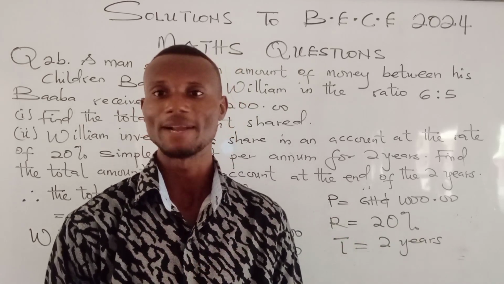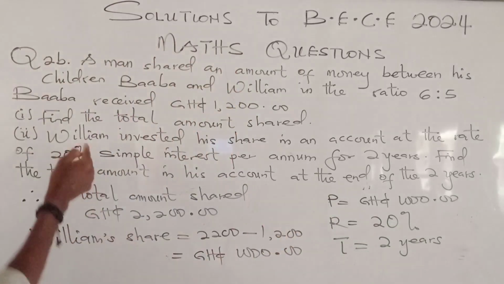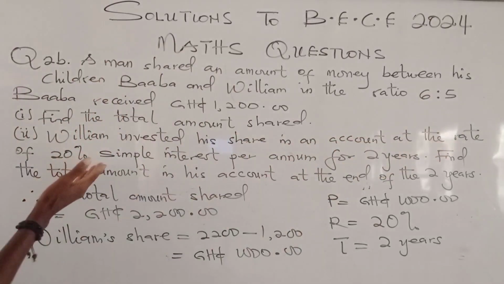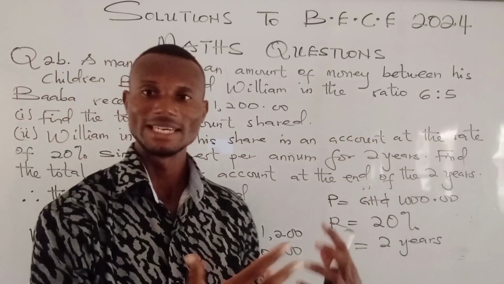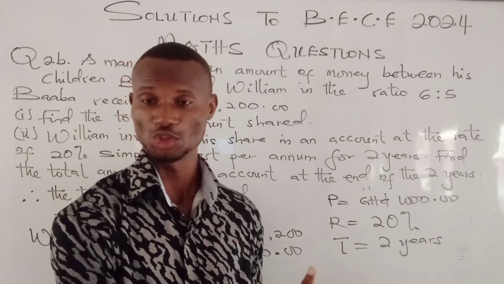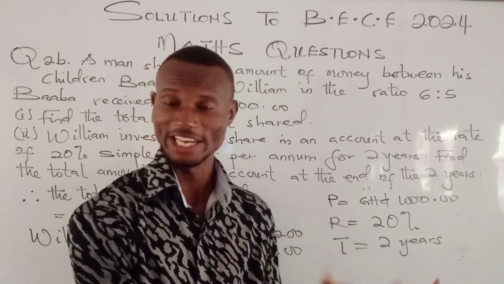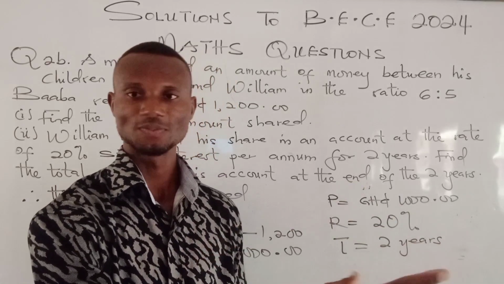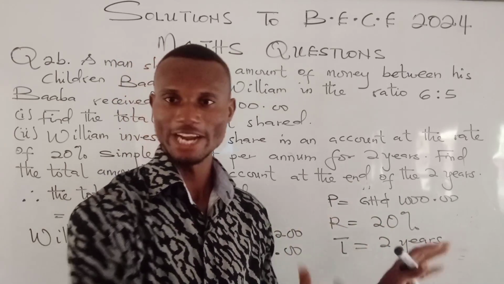So we need to find the interest, or the simple interest, because the question says William invested his share in an account at the rate of 20% simple interest per annum for 2 years. So there is an interest that he gained. How do we calculate that interest? I'm going to show you. It's very simple. We are going to use a simple formula to calculate the interest, and after getting the interest, we'll add it to the principal, and that will give us the total amount at the end of the 2 years.